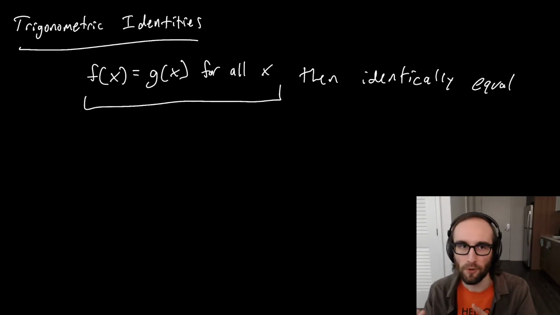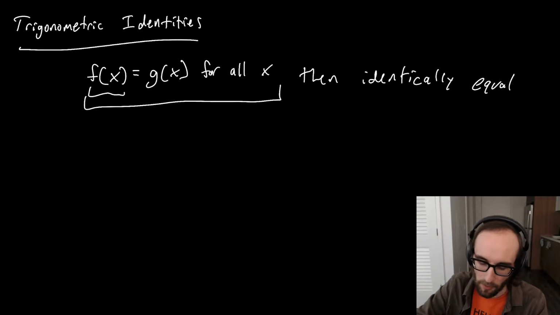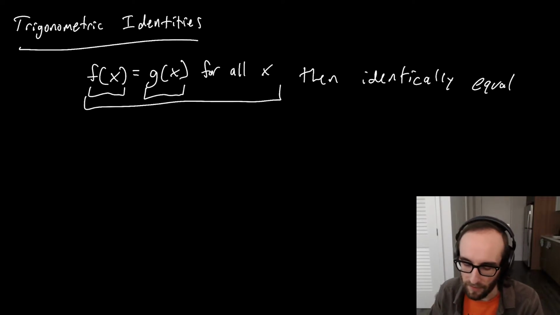Okay, so this seems pretty trivial, like they're just equal to each other. But basically what we're saying here is that any x value we put into f will get the exact same value for g. In other words, they're identically equal, identically the same function.